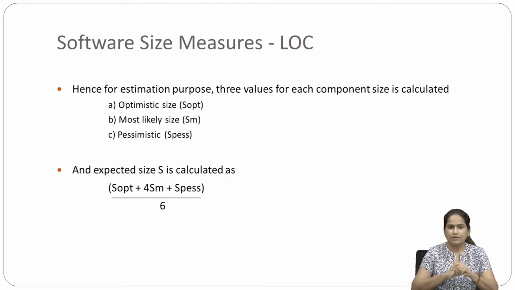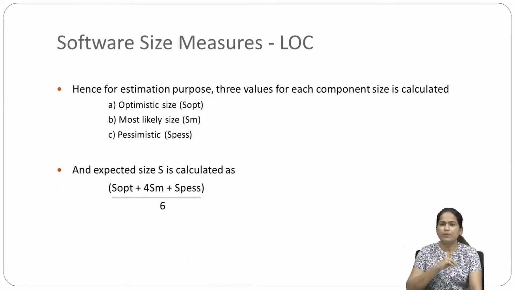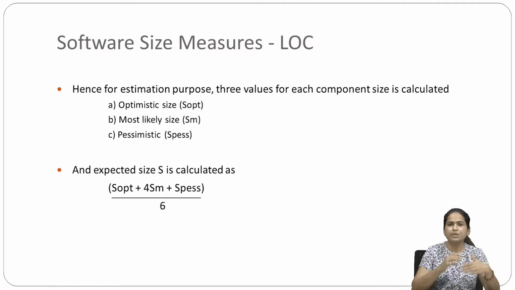And we have three types of values which we need to consider when we are calculating it. First value we have is optimistic size, called SOPT. Second one is most likely size, called SM. And third one, pessimistic, called SPES.